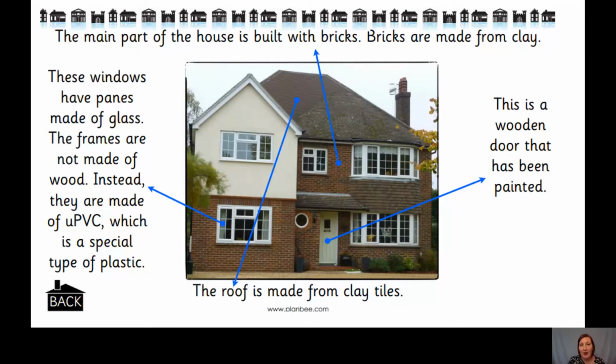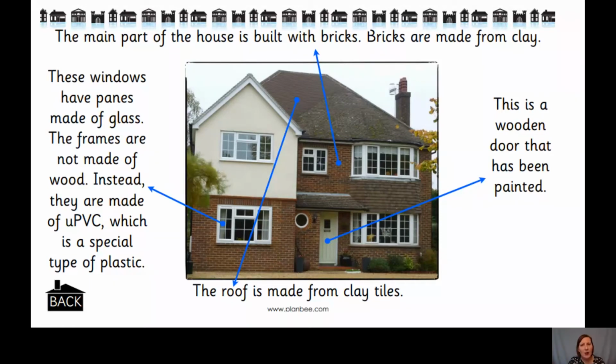Now, some frames in windows are made from wood. So in my house, for example, the frames in my windows are made from wood. And it's because I live in a really old house. Whereas newer houses, and some old houses too, will have frames that are made from UPVC, which is like a special type of plastic. Remember I spoke about that before with the door? So sometimes houses might have these UPVC windows.